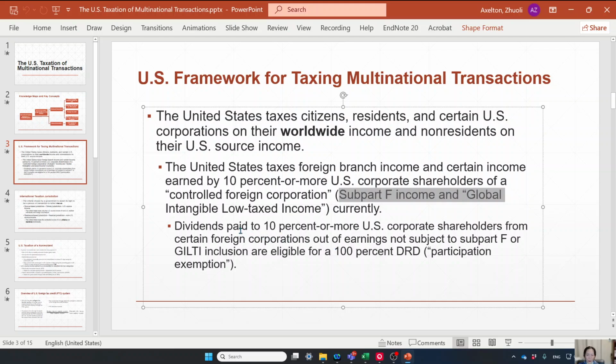So this is also a special rule. Dividends paid to 10% or more U.S. corporate shareholders from certain foreign corporations out of earnings not subject to subpart F or GILTI inclusions are eligible for 100% DRD. In a sense, the dividend paid to the U.S. corporate shareholders receives a 100% deduction. From a netting perspective, none of the dividends will be included in the taxable income for U.S. tax reporting purposes.